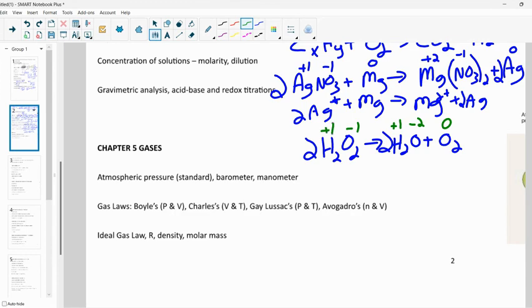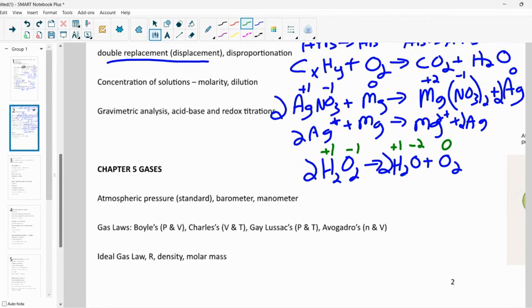All right. Who was oxidized, who was reduced? Oxygen was oxidized, and oxygen was reduced. Right? It went from -1 to -2, and from -1 up to 0. So here, since oxygen was both oxidized and reduced, that's where we get that. That is a disproportionation reaction.